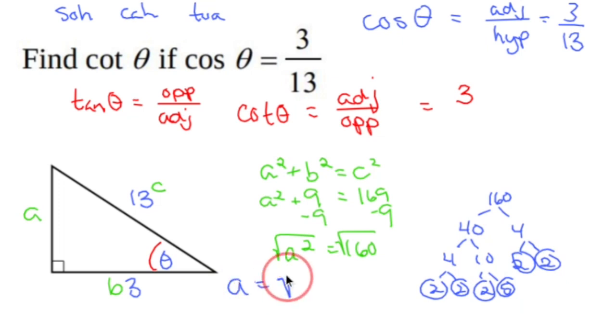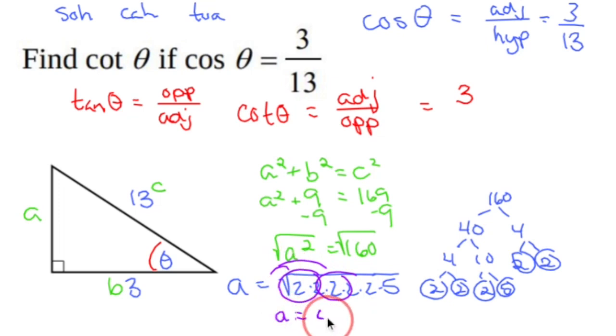So A is going to equal the square root of 160, which is 2, 2, 2, 2, 2 times 5. Circle a group of 2's, bring it out. Circle another group of 2's, bring it out. 2 times 2 is 4. My leftovers is going to be 2 times 5, which is 10, which means after all of that, my job was to find the opposite side according to theta, and I end up with 4 root 10. So my opposite side according to theta is 4 root 10.